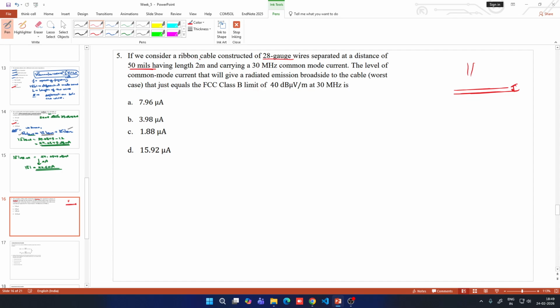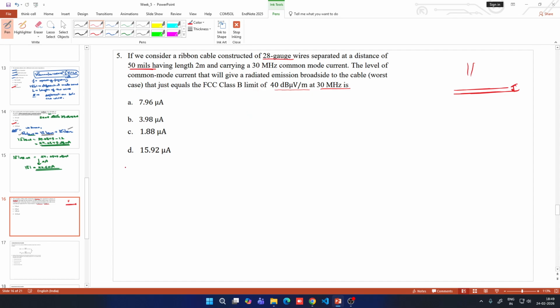Okay, so the ribbon cable constructed of 28 gauge wire separated by a distance of 50 mils, having length 2 meter and carrying 30 megahertz common mode current. The level of common mode current that will give a radiated emission broadside to the cable, meaning the worst case, equal to the FCC Class B limit of 40 dB microvolt per meter at 30 megahertz is.